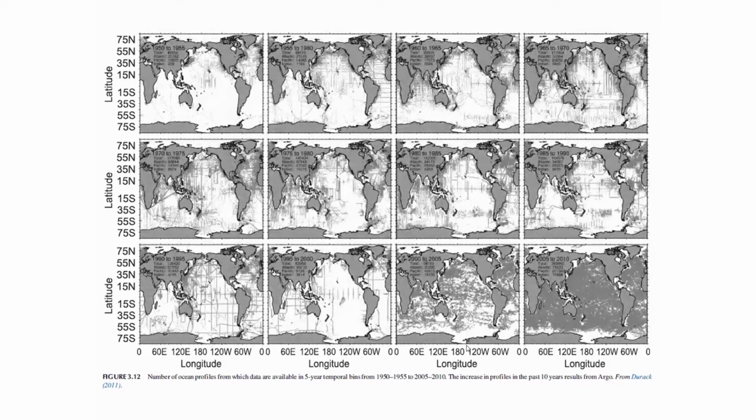How has the amount of data changed? This is showing 5-year chunks of data from 50 to 55, 55 to 60 and so on to 2005 to 10. These are the number of profiles measured in the ocean. You can see that in the 50s the traffic was high between US and Asia, and Europe and US and some other countries, but over time the network has expanded. Especially here, hardly anything, but suddenly there is a big boom, and now the entire ocean is quite heavily covered with profiles that are measured.